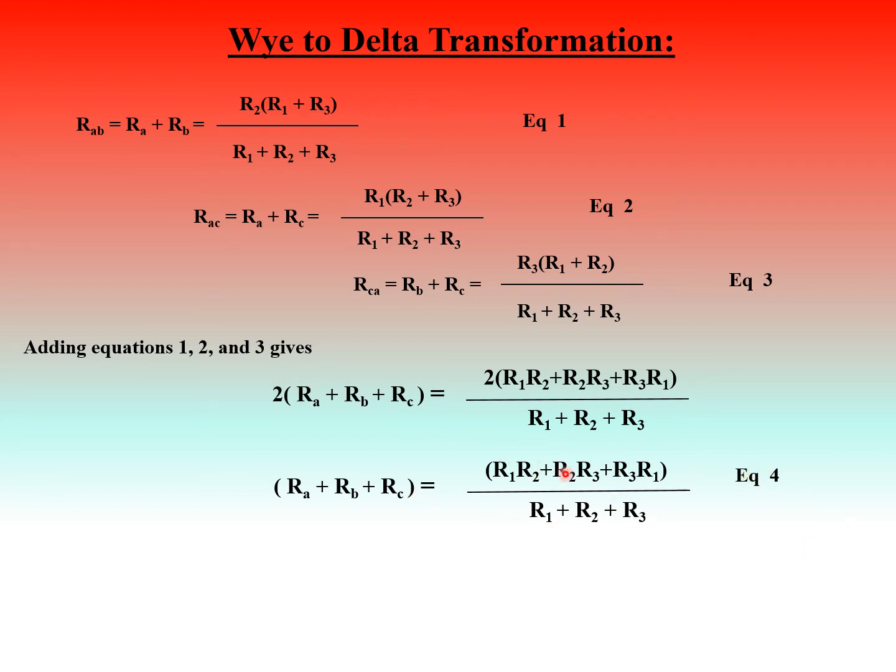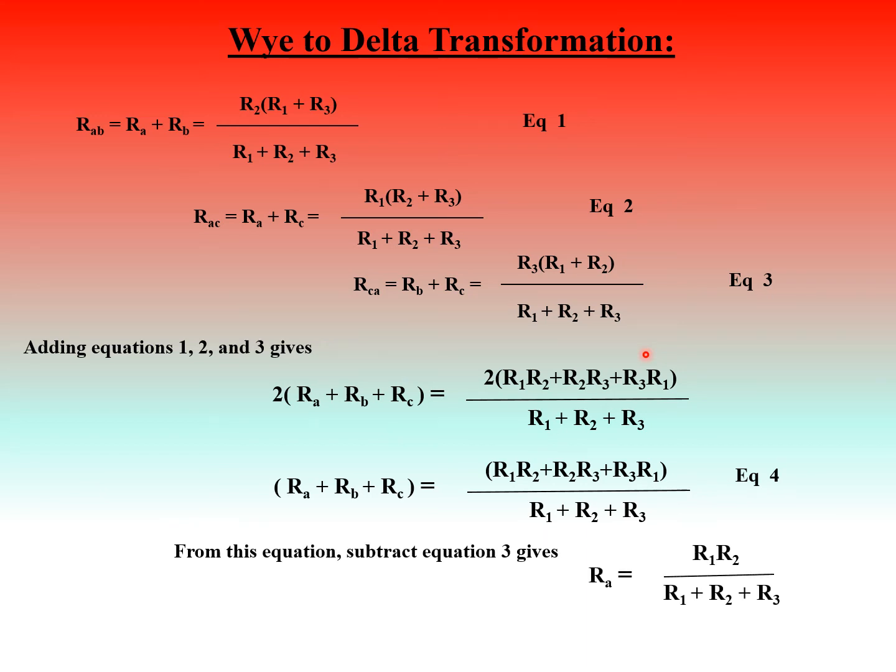If you observe carefully, in this equation 4, on the left hand side there are 3 terms RA, RB, RC. But if you see equation 3, there are 2 terms, RB plus RC. So if we remove equation 3 from equation 4, that means equation 4 minus equation 3, it will give us simply RA on the left hand side, and on the right hand side you also have to subtract and do some simple mathematics. Then you will get RA equals R1 R2 by R1 plus R2 plus R3.